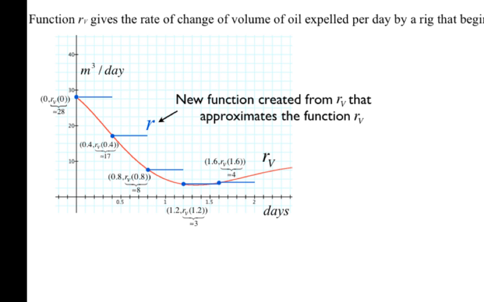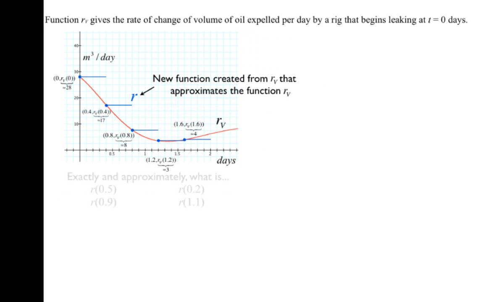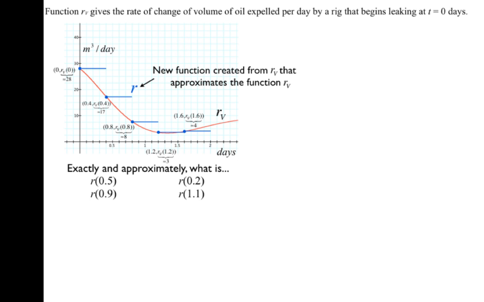Okay, so let's practice this r sub v. So now for this new function, I want you to write each value exactly and approximately. What is r of 0.5, r of 0.2, r of 0.9, and r of 1.1? So exactly and approximately: an exact representation and an approximate value for each of these. So now this is a new function, right? Just the r, okay?